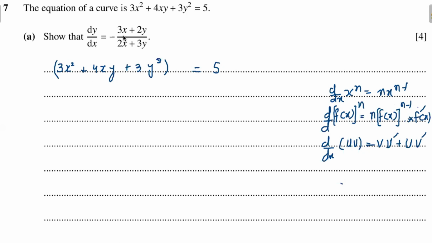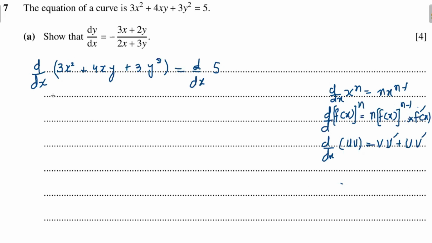Show that dy over dx equals minus (3x plus 2y) over (2x plus 3y). You see here, this is the equation: 3x squared plus 4xy plus 3y squared equals 5. Firstly, we take the derivative d over dx on both sides. Now we write it as d over dx on the left side and d over dx on the right side.